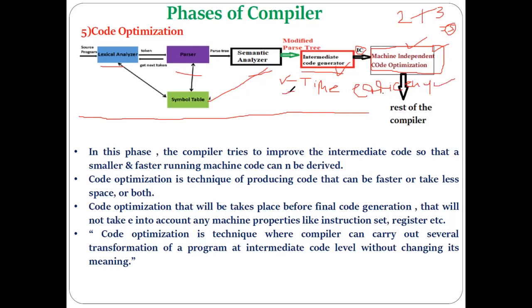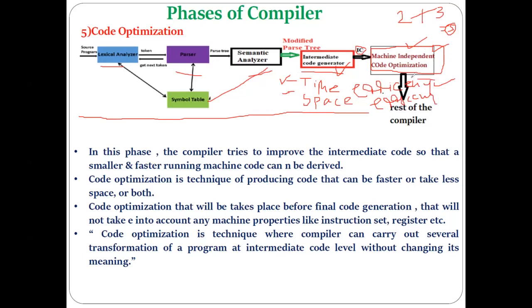And the second reason for doing code optimization is that the space required for your code can be reduced, meaning space efficiency. Means what? Space efficiency purpose. So for these two purposes, the code optimization is done on the intermediate code.